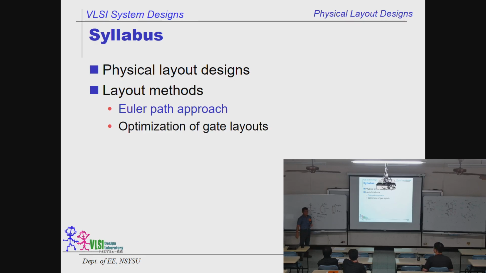Why do we want to talk about this? Because we need it to do the judgment of whether a single strip of diffusion can be used to realize all of the gates or not. All right, let me give you some examples so you understand what I'm talking about.